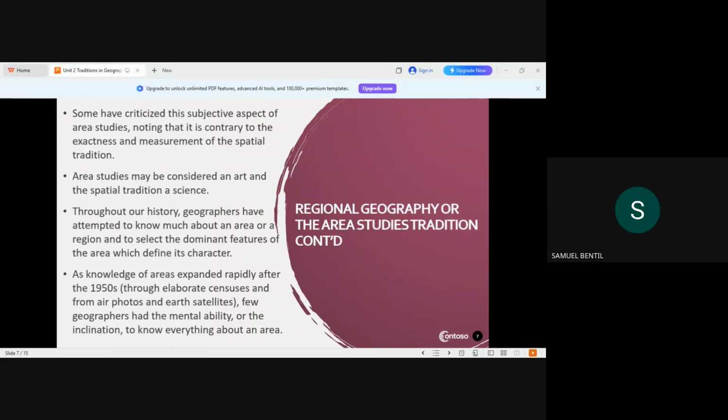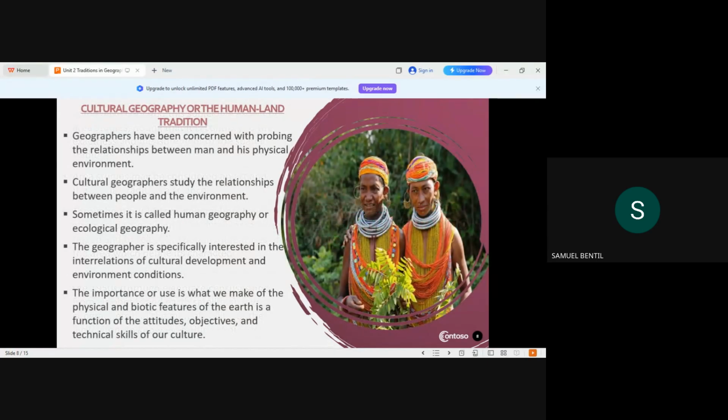Okay, so I think all the contributions that you have given are in line. Now, just the name itself, as Peter rightly said, culture or human land tradition. Over centuries, geographers are interested in trying to look at the relationship that exists between humans and their physical environment. So cultural geographers study the relationship between people and their environment.